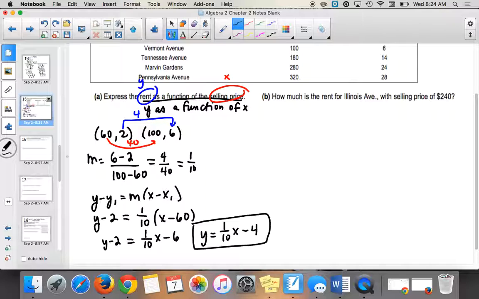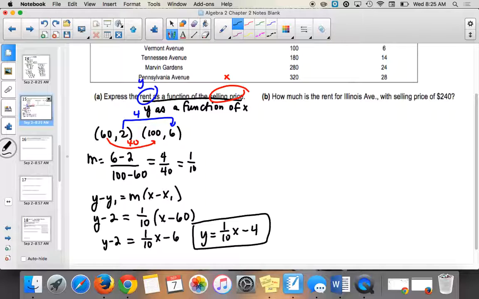So if we had a certain property, and let's say Indiana was, I don't know, do you guys know how much Indiana costs? I have no idea. No, Indiana in the Monopoly game. 220, we think. Then we could plug in 220 times 1 over 10, and then subtract 4, and we'd find the rent. Does that make sense?